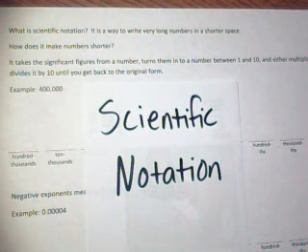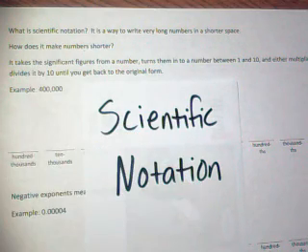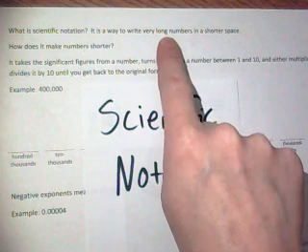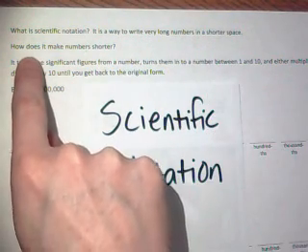This video tutorial is about putting numbers in scientific notation. So what is scientific notation? It's a way that we can take really long numbers and write them in a much shorter space. So how does it make the numbers shorter?